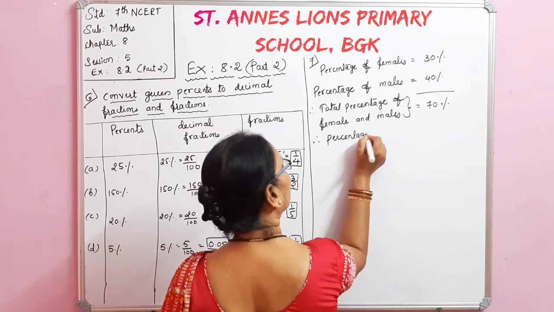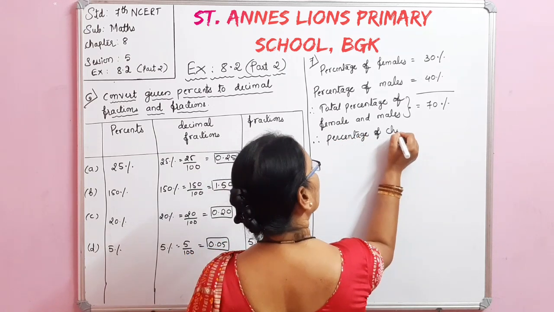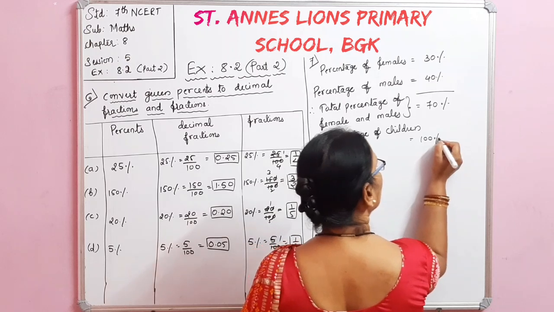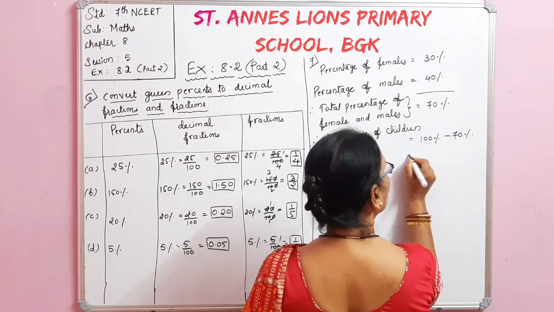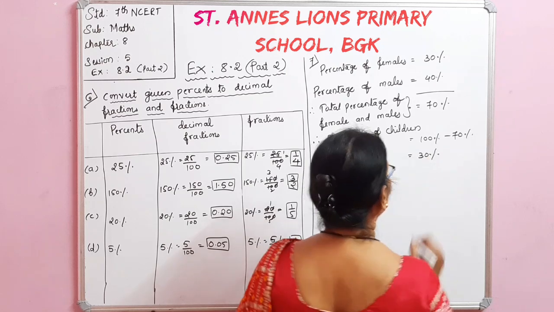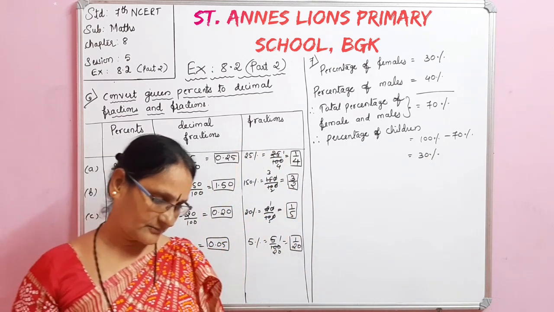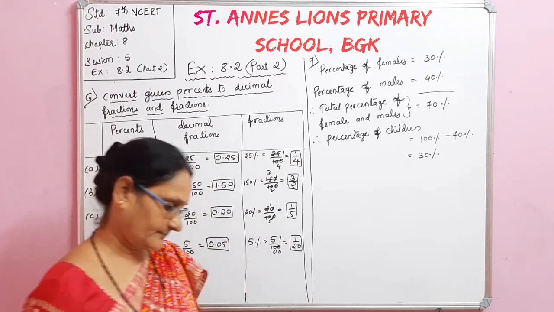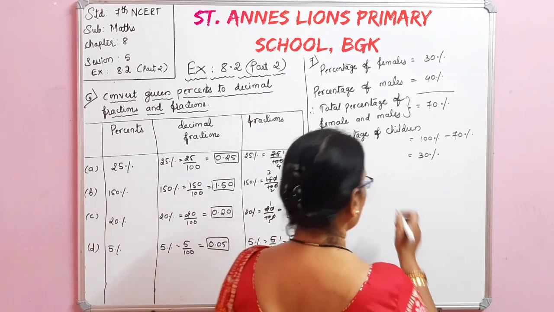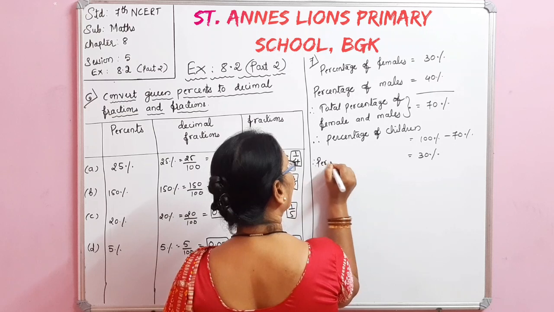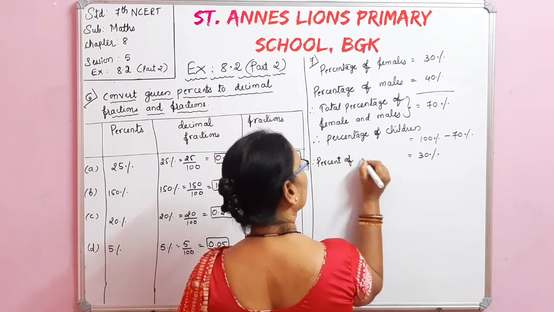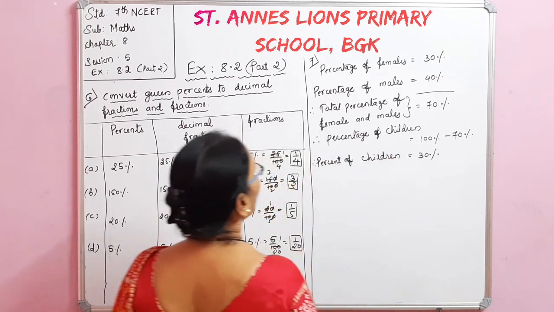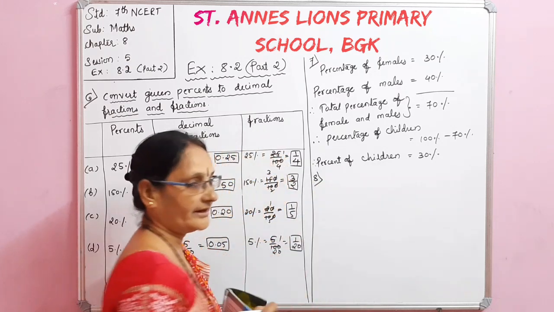percentage of children is equal to 100% minus 70% is equal to 30%. Therefore, what they asked us, what percent are children? Percentage of children is equal to 30%. So, therefore, percent of children is equal to 30%. This is the seventh one.